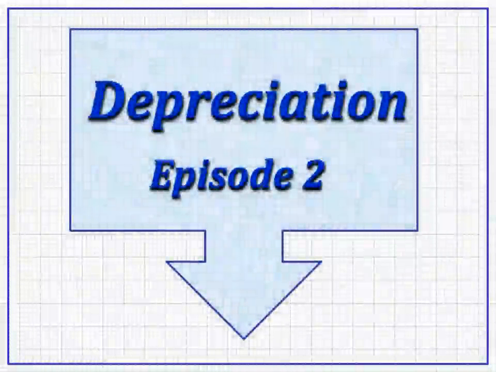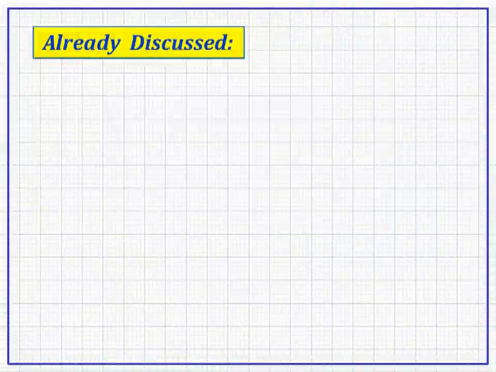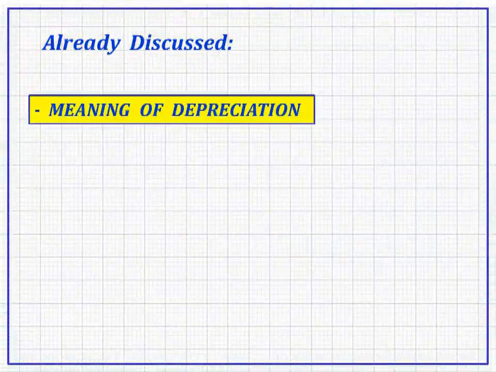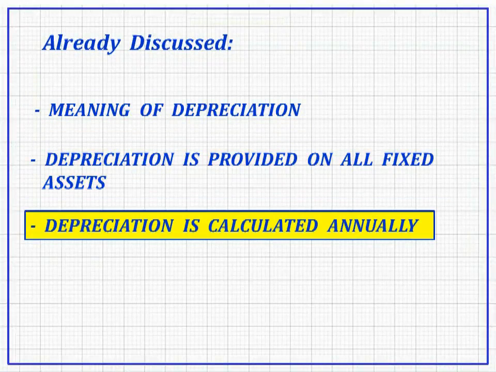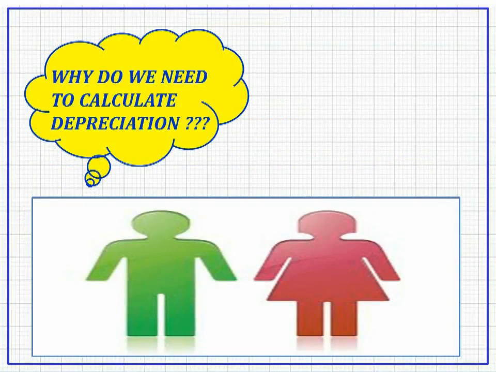In our last segment, we discussed the meaning of depreciation. It means we have to provide depreciation on every fixed asset like computer, vehicle, machinery, etc. And we always calculate annual depreciation, meaning the depreciation for the year. Now the question is, why do we need to calculate the value of depreciation on the assets?